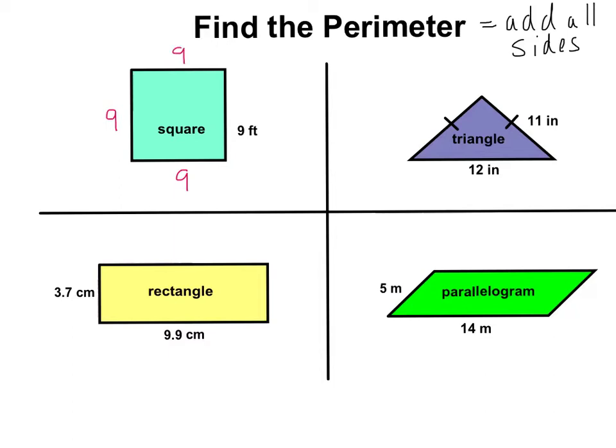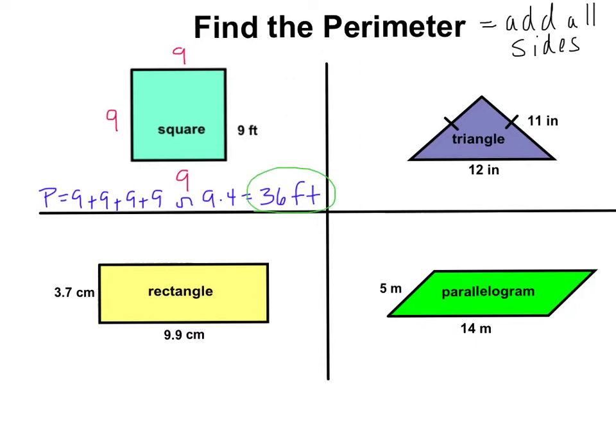So to find the perimeter, you would add 9 plus 9 plus 9 plus 9, or you could do 9 times 4, and your answer is 36 feet. Don't forget, when you go to find the unit, it's always just feet. It's always just inches, or centimeters, or meters. So your answer is 36 feet.